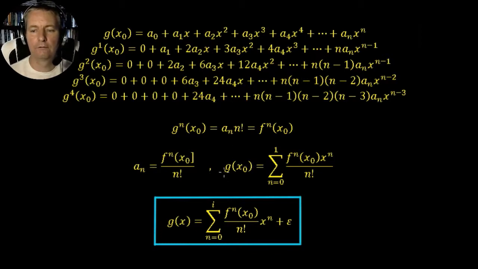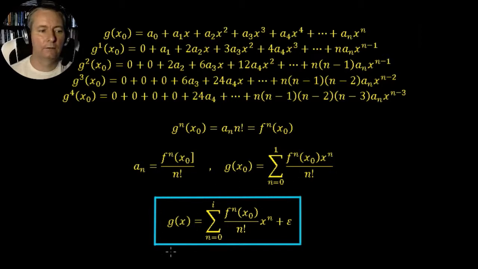So it means that our function g is just going to be equal to the sum from n equals 0 to, and that should be an i, of the value of our an times x to the n. Well, we know our value of an, it's just this simple value here. So that's going to be the nth derivative of the function at x0 all upon n factorial times x to the n.